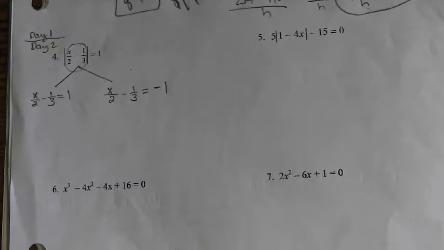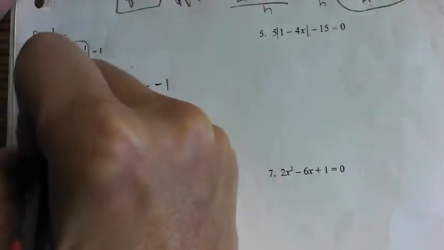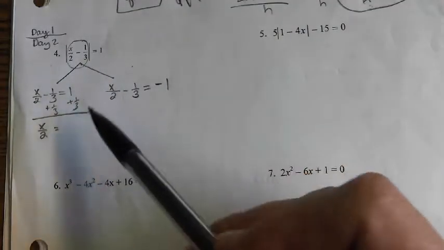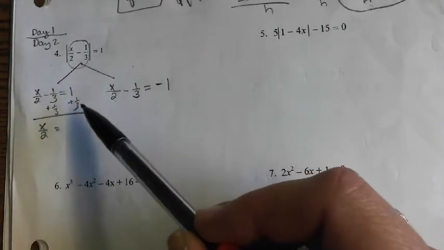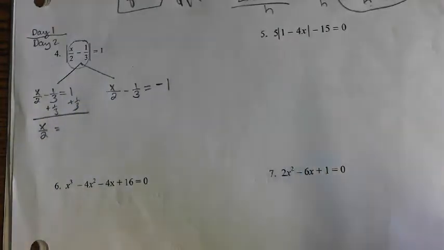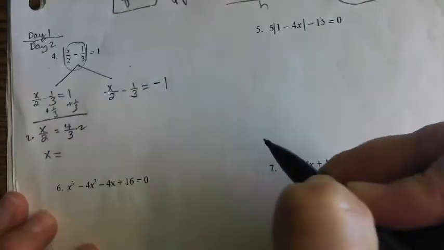Now, you can get a common denominator here. You don't have to. I can just add 1/3 to both sides. When I think about 1 plus 1/3, I'm going to think 3/3 plus 1/3. 3/3 plus 1/3 is how many thirds? 4 thirds. And then multiply by 2 on both sides. 4 thirds times 2 is how many thirds?